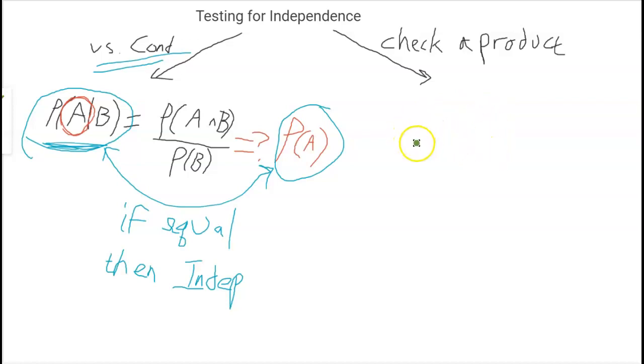When we want to check a product, this is what we do. We simply check that the probability of A intersect B is the product of the separate probabilities. If it is equal, and it isn't always, probability of A times probability of B is not always the probability of A given B.